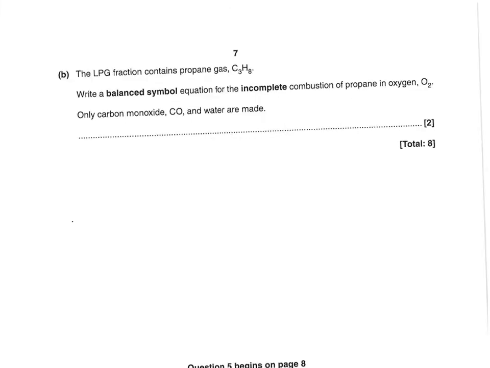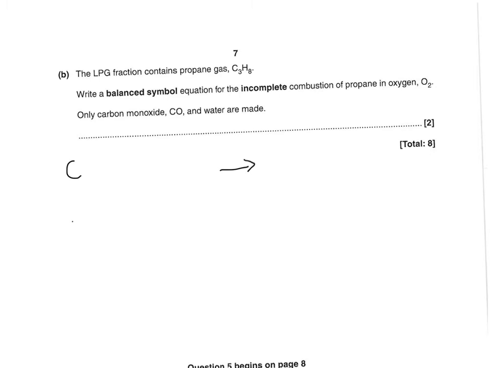The LPG fraction contains propane gas C3H8. Write a balanced symbol equation for the incomplete combustion of propane and oxygen. Only carbon monoxide and water are made. So there's 2 marks here, one for writing out and one for balancing it. So the first thing to do is draw an arrow, then draw the things that are being reacted together on this side, and you can see that it tells you that it burns, this burns in oxygen.